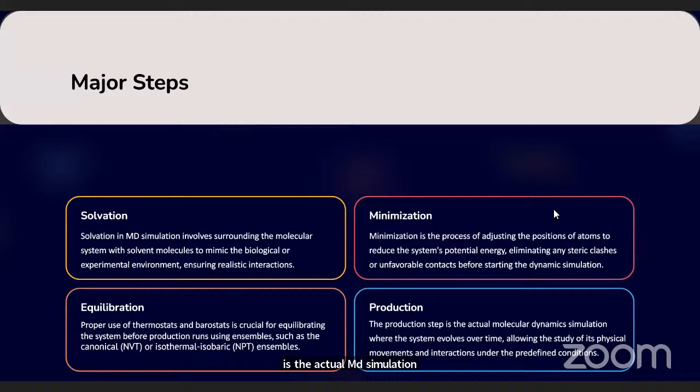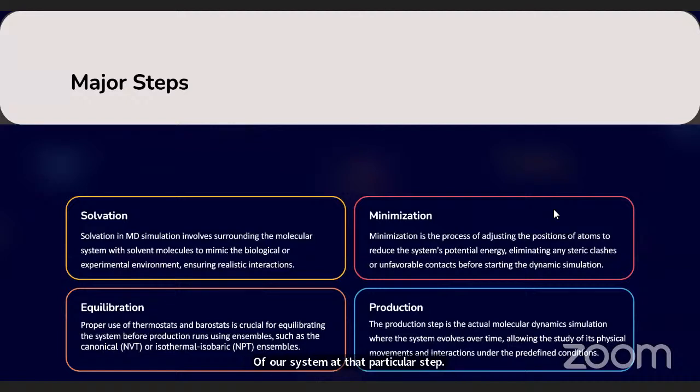So finally the production run is there, which is the actual MD simulation run, in which the system is allowed to move freely in the predefined state, and at each step we take a snapshot which stores the coordinates or basically the conformation of the system at that particular step. So we have a set of snapshots which contains the conformation of our system at each step.